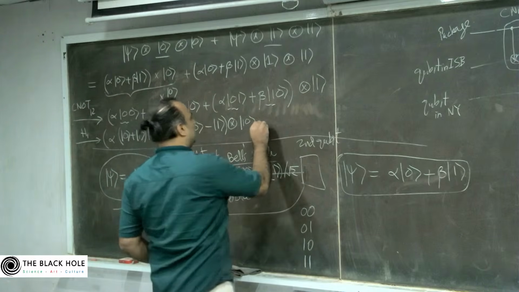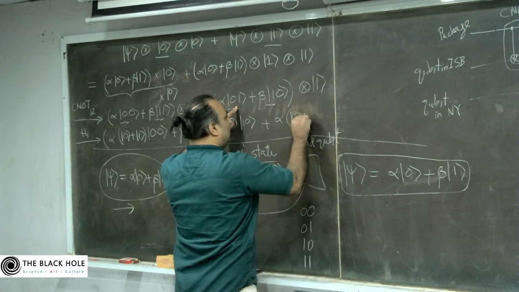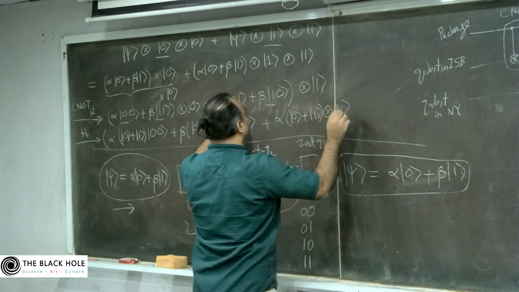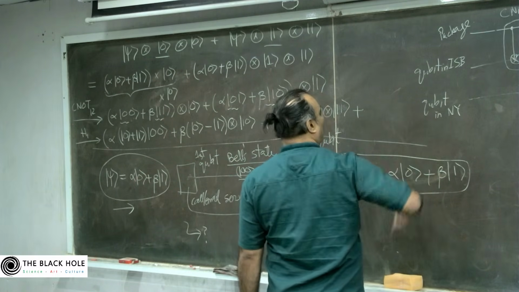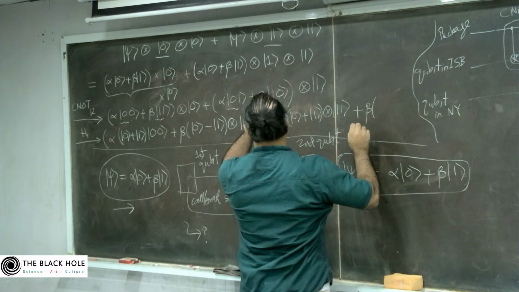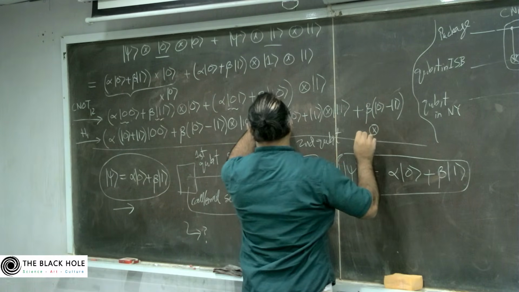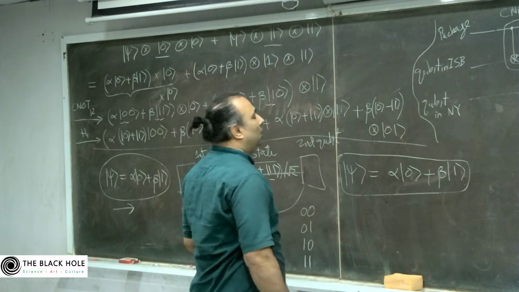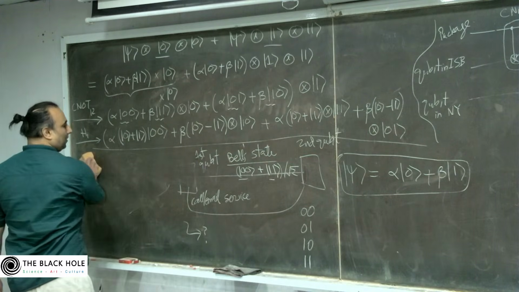Similarly, for this part, I have alpha, and 0 goes to 0 plus 1, 11, plus beta, and 1 goes to 0 minus 1, and then it's 0 and 1. Okay, now let's remove this part.